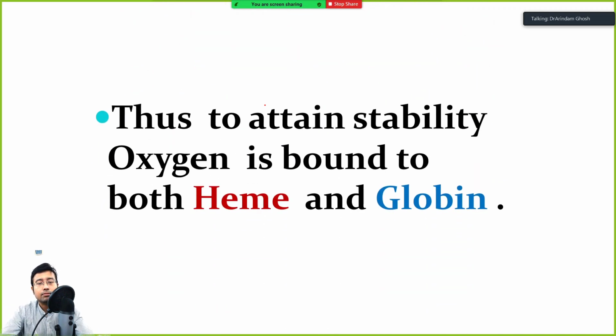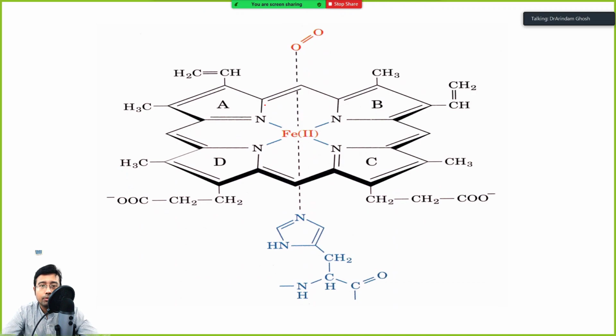Okay, fine. I'll be showing you the diagram, then it will be much more clear if you are not understanding anything right now. So in order to attain stability of oxygen, it is bound to both heme and globin. Okay, so this is what I was telling you. Now see, this is one histidine. This is iron, this is oxygen, and it will be related to another histidine.